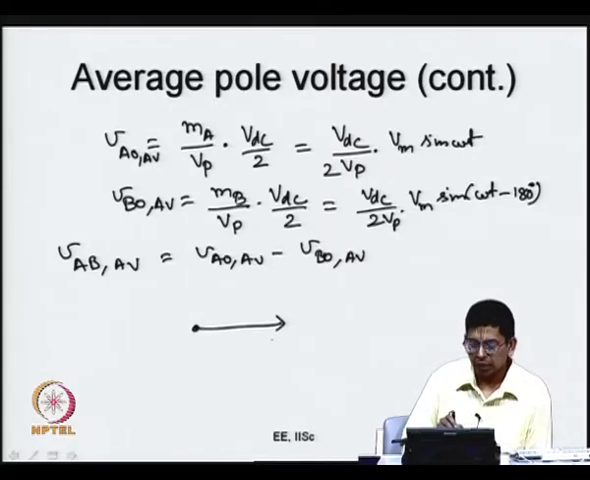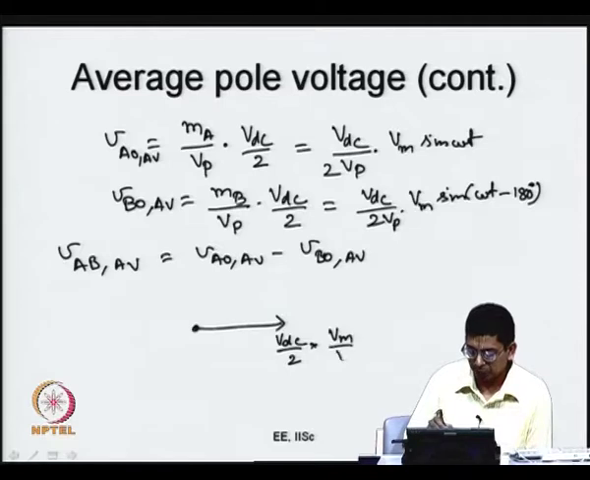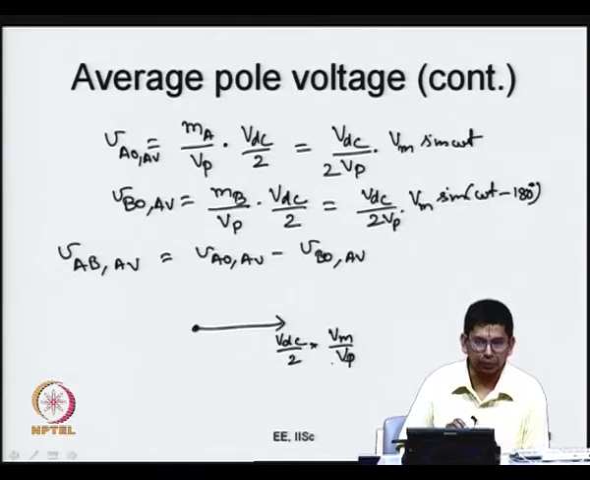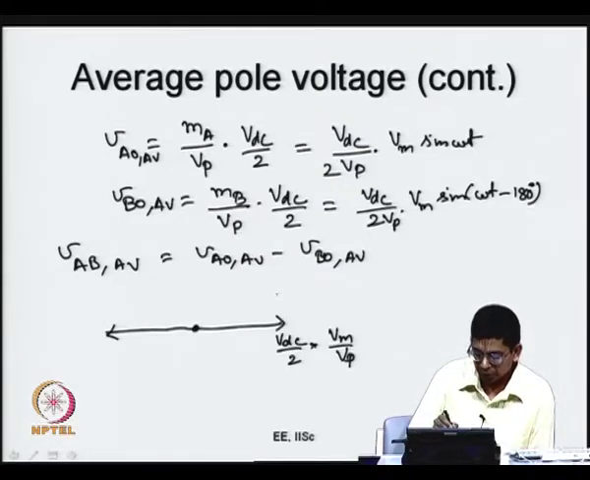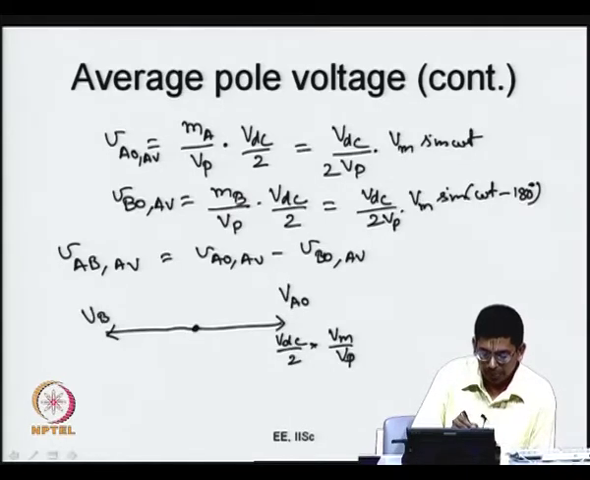And what would be the amplitude of this phasor? The maximum value it can take is VDC by 2, and this VDC by 2 is multiplied by Vm upon Vp. This Vm upon Vp is usually called modulation index by many people, because it gives you how much AC voltage you are really trying to produce. And then where is your VBO? Same, except that it is in the opposite direction. Now, I am writing it as capital VAO and I am writing this as capital VBO.